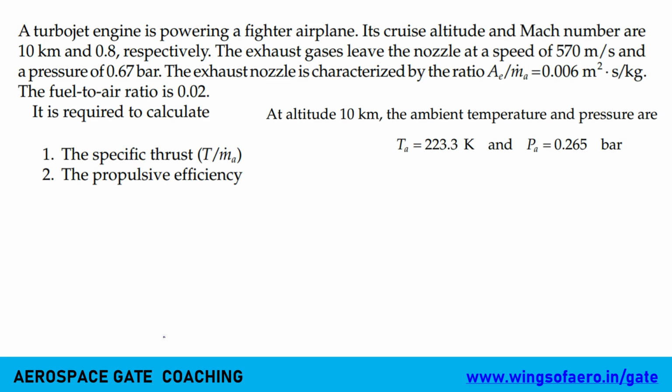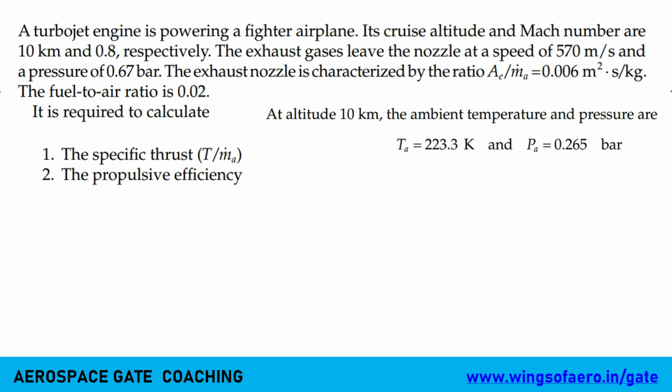Fine. So we will start by brushing up with a simple problem on turbojet. Let's read the problem. A turbojet engine is powering a fighter airplane. Its cruise altitude and Mach number are 10 km and 0.8 respectively. The exhaust gases leave the nozzle at a speed of 570 meter per second and pressure of 0.67 bar. The exhaust nozzle is characterized by the ratio given. The fuel to air ratio is 0.02. The following two parameters are required to find.